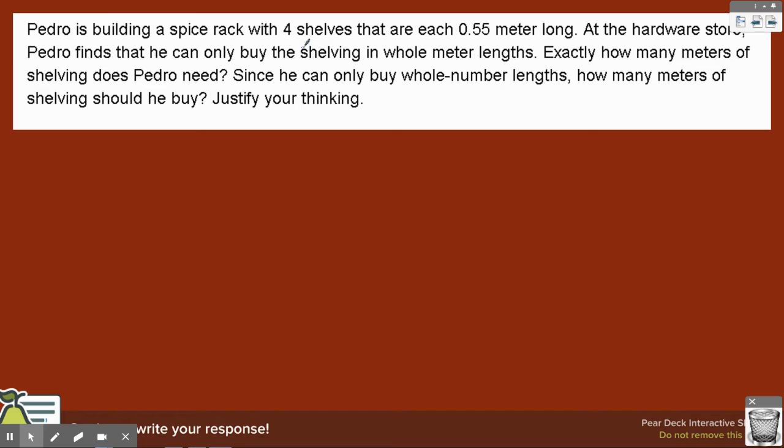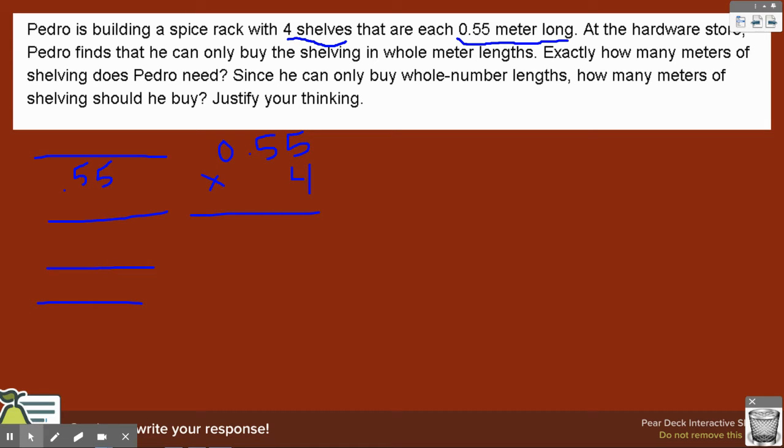So first we've got to figure out, if he's building 4 shelves and each shelf is 55 hundredths meters long, how much does he need before we can focus on how much he needs to buy? So if one shelf is 55 hundredths of a meter, we need to make another copy of that, and another, and another. So we're making 4 copies of that. So we can multiply 55 hundredths of a meter times 4.